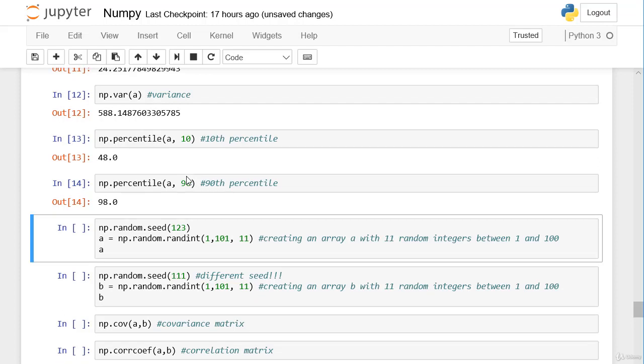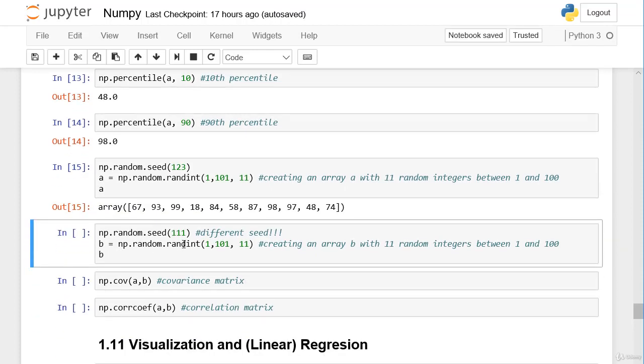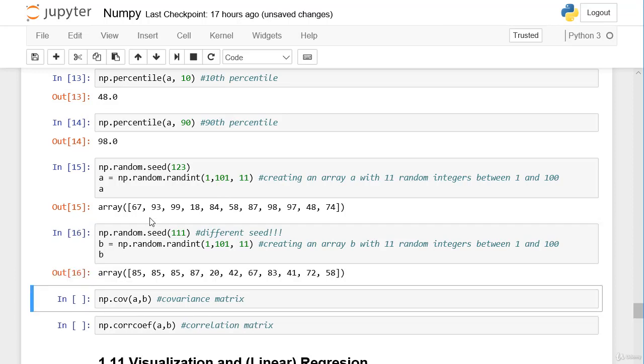Alright, so let's again create an array with 11 random integers in the range between 1 and 100, and let's call it A. And we create another array with 11 random integers in the range 1 and 101, but you can see here we have a different random seed, and I would expect now that we get different random numbers for our array B. There you can see, so the arrays are different.